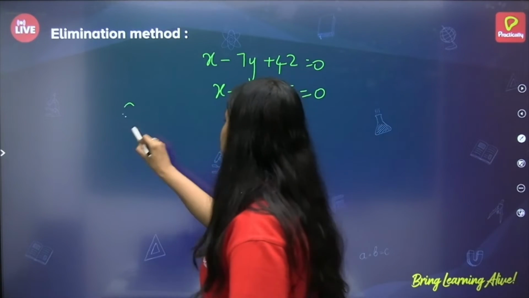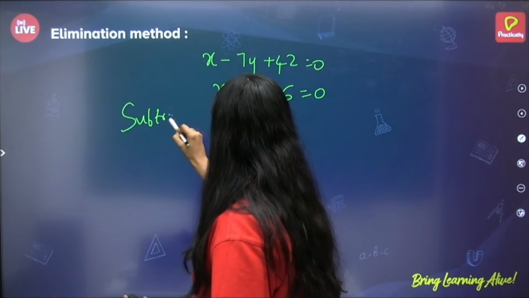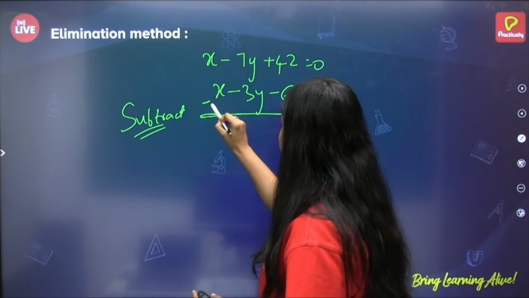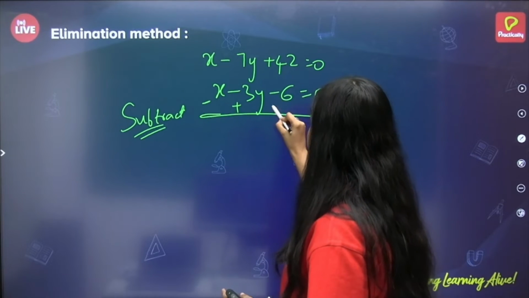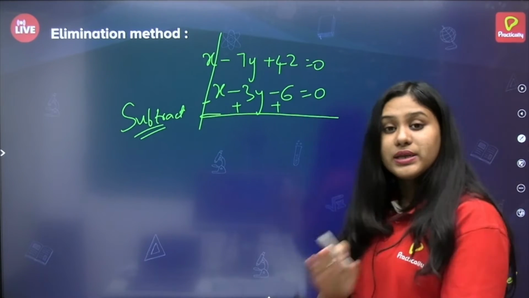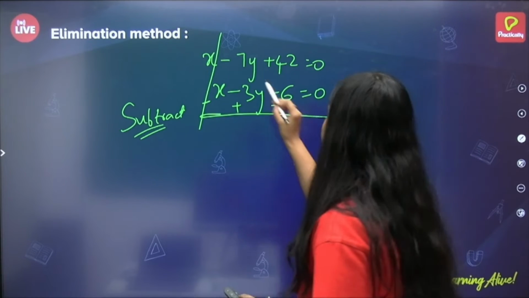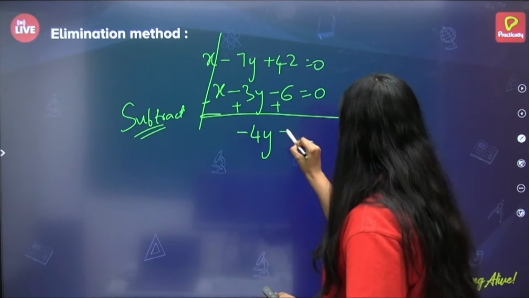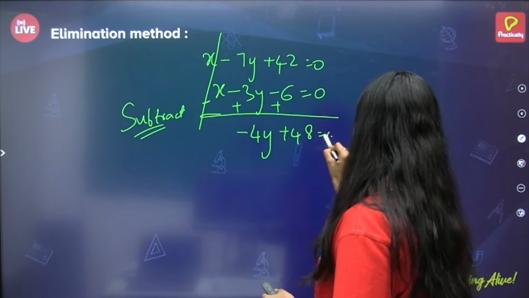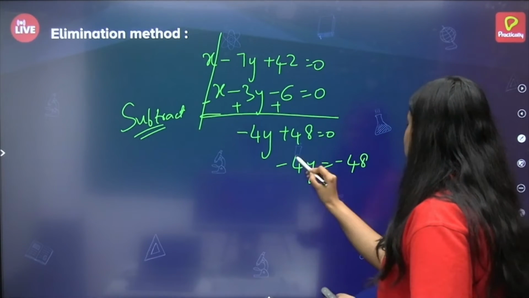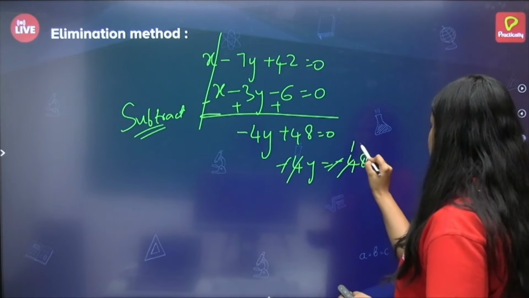Simple. So, subtract. When you subtract, what happens? Plus will become minus, minus will become plus, minus will become plus again. So x minus x is 0, we have eliminated the variable x. Minus 7y plus 3y is minus 4y, plus 48 is equal to 0. Again, minus 4y is equal to minus 48, y equals 12, right?